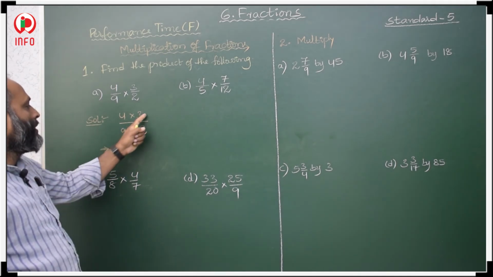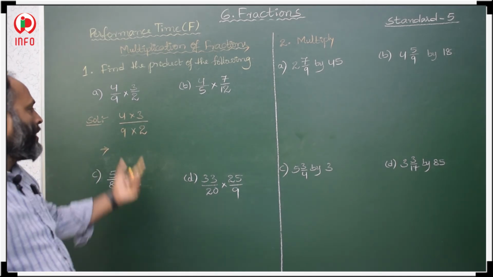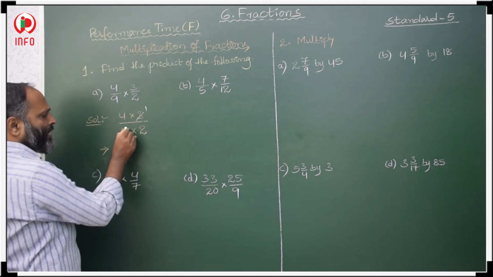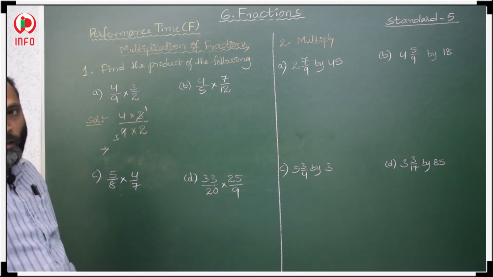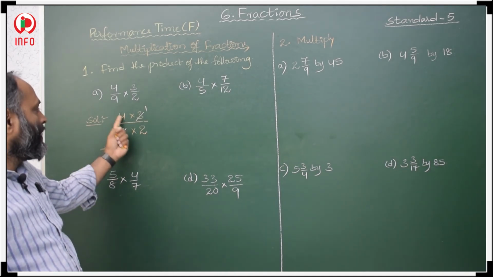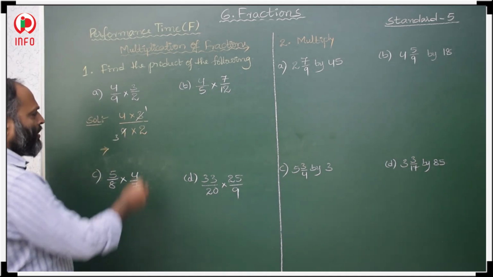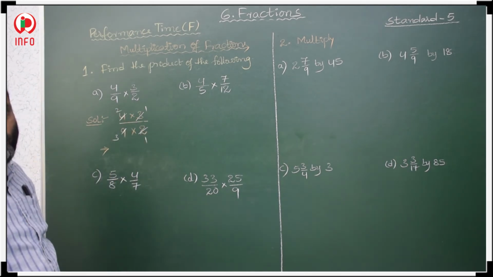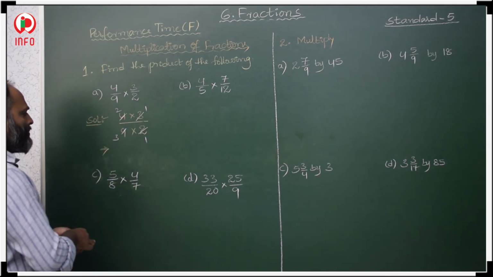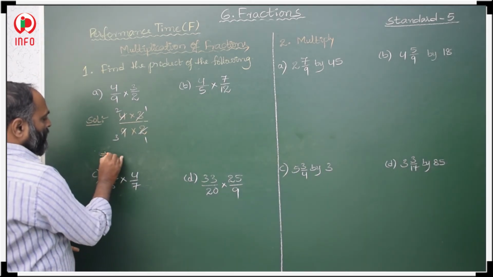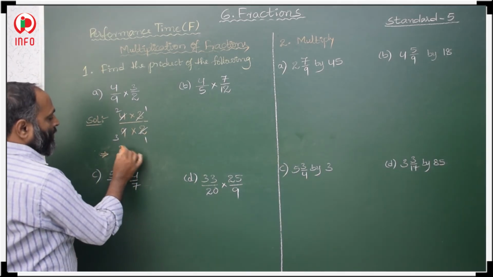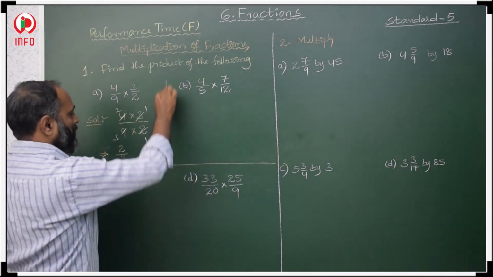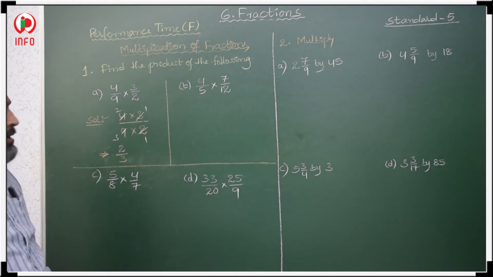These two, 3 and 9, have common factor 3. So, 3 1s are 3, 3 3s are 9. One numerator and one denominator we have to check, and these two have common factor 2. 2 1s are 2, 2 2s are 4. Now, you multiply: 2 1s are 2, 2 by 3 1s are 3, 2 by 3. Okay, this is the answer, 2 by 3.